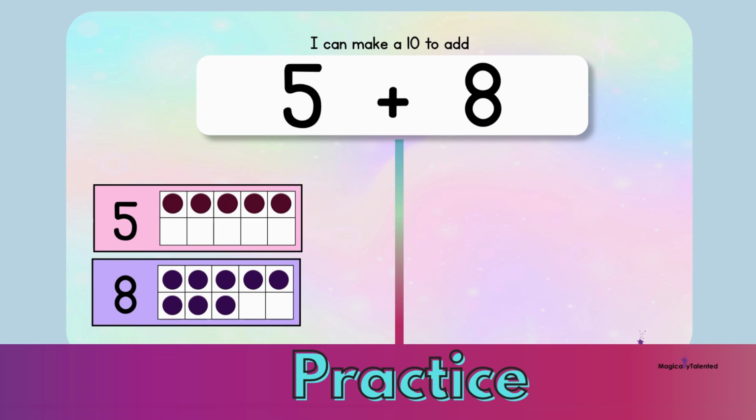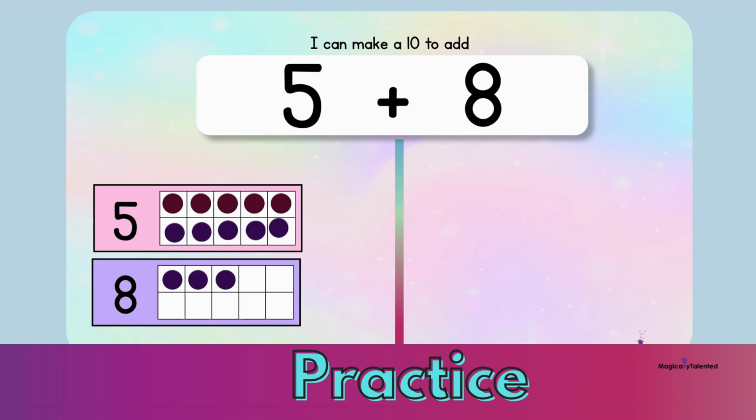Let's count and make sure we have all 5. 1, 2, 3, 4, 5. Now we have a full tens frame here at the top, and we have 3 left over.